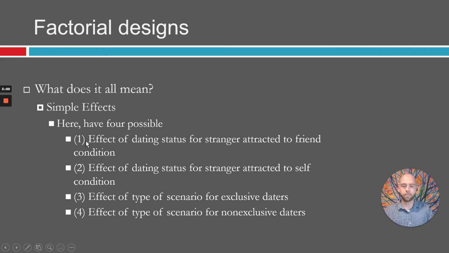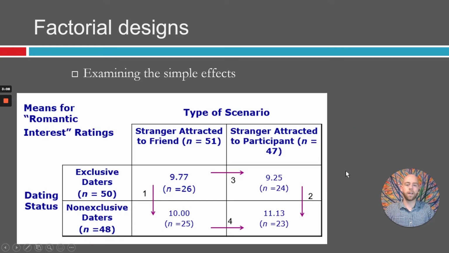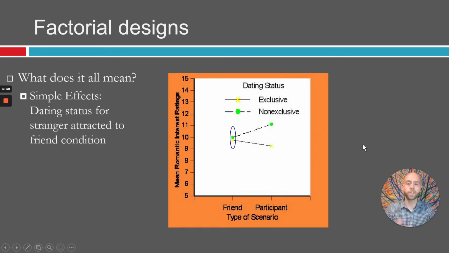If you're looking at this on your own, you can reference back and forth. With these different numbers I have here, 1, 2, 3, and 4, I have these comparisons represented on the means we've been looking at this whole time. So how much does dating status matter when it's about a friend? How much does dating status matter when it's attraction to the participant? How much does scenario matter for exclusive daters, and how much does scenario matter for non-exclusive daters? These all might tell us something important about the interaction between these variables. And then we can look at what these things would look like on the figure itself.